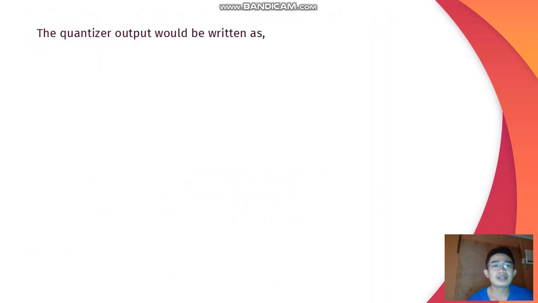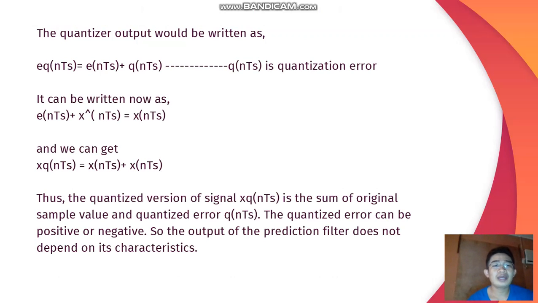The quantizer output would be written as eq of nTS is equal to e of nTS plus Q of nTS. Q of nTS is the quantization error. It can be written now as e of nTS plus X hat of nTS is equal to X of nTS. And we get Xq of nTS is equal to X of nTS plus Q of nTS. Thus, the quantized version of the signal Xq of nTS is the sum of the original sample value and the quantized error Q of nTS.